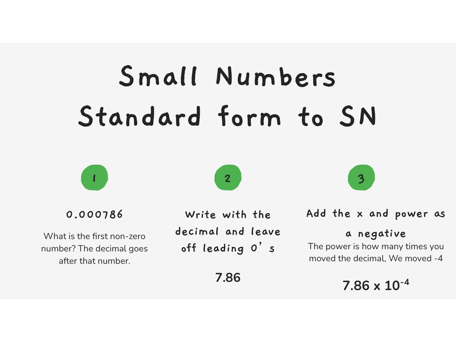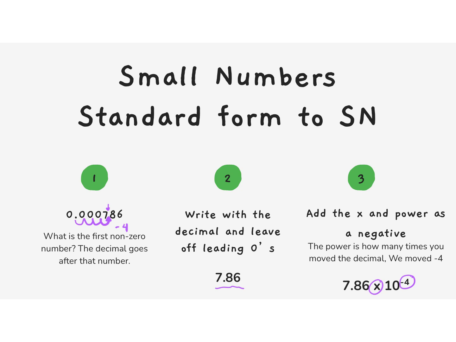So the rules are pretty finite. We want to move this decimal so that it's after that first non-zero number. So we're moving 1, 2, 3, and 4. We are moving negative 4 because we're making a small number larger. So we're going to rewrite it as 7.86 right here. And we get rid of all those leading zeros. And then what we do is put our times 10 and negative 4.